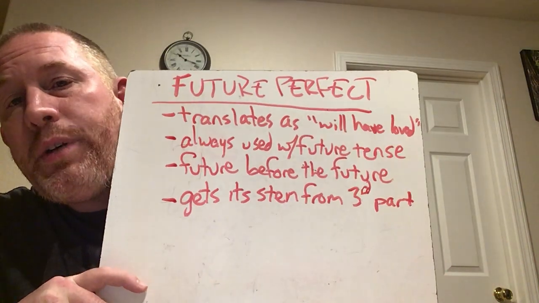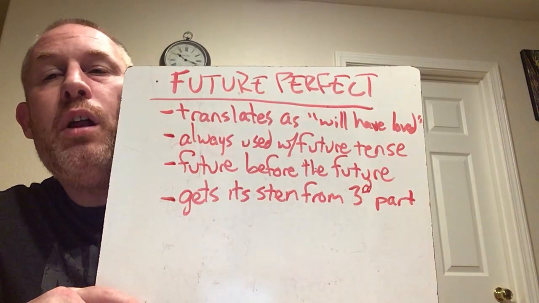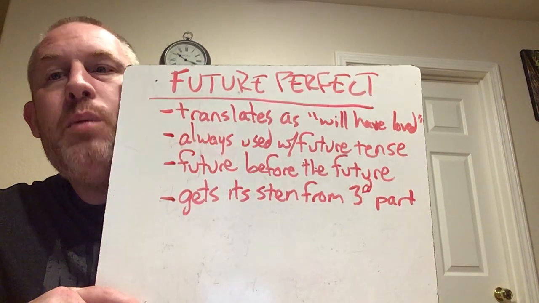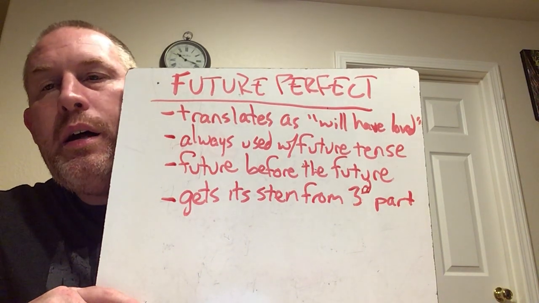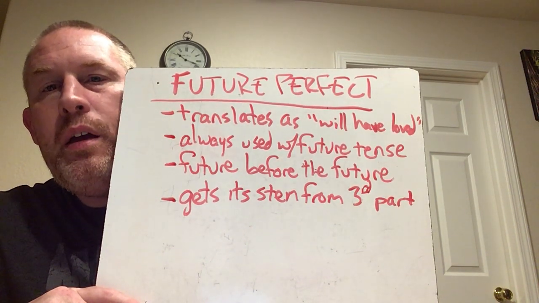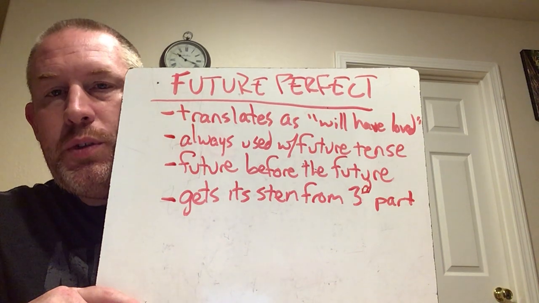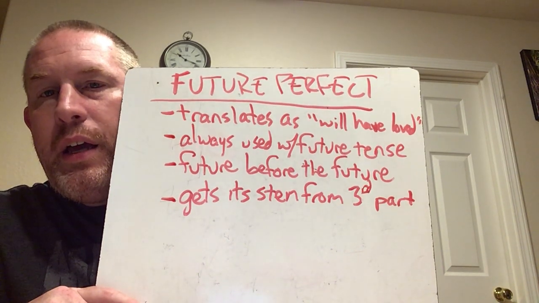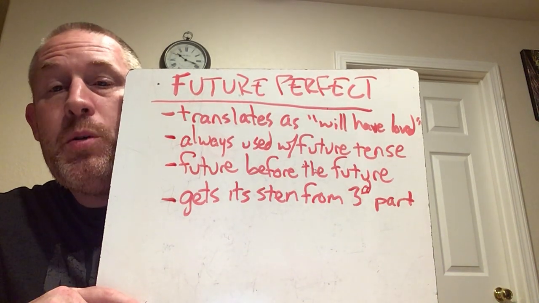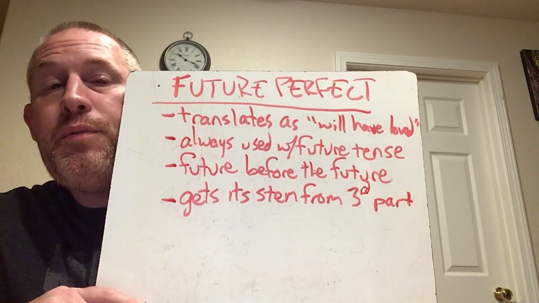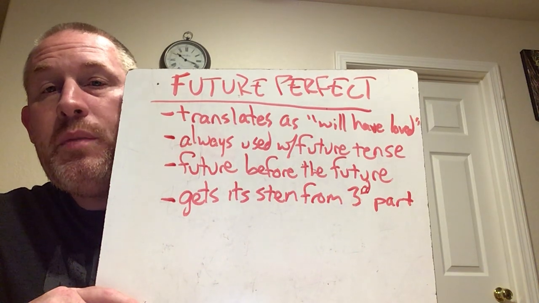And the ways that we should think about it are this. The future perfect translates as "will have loved," which is a complicated way to do it, but there's no good English way, at least not for a couple of years. Okay? It always gets used with the future tense, like I said, and it is considered the future before the future. Okay? And it takes its stem from the third principal part.